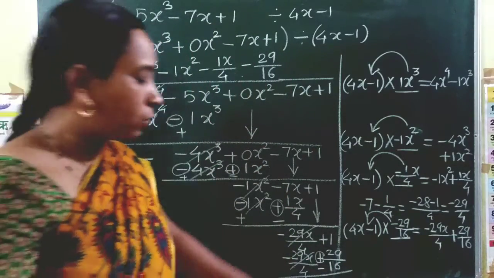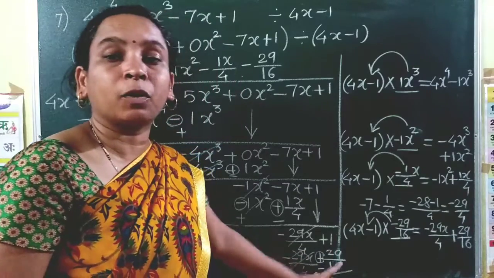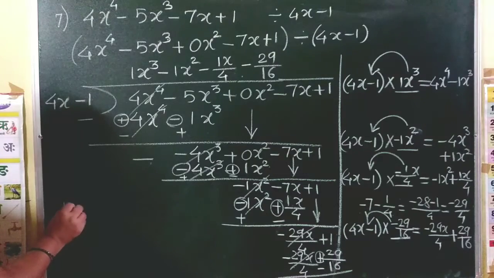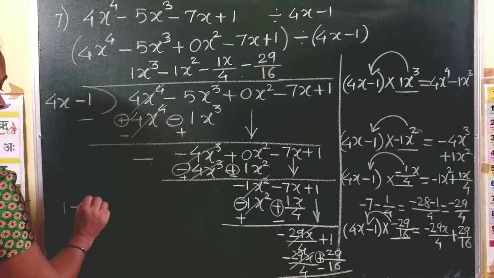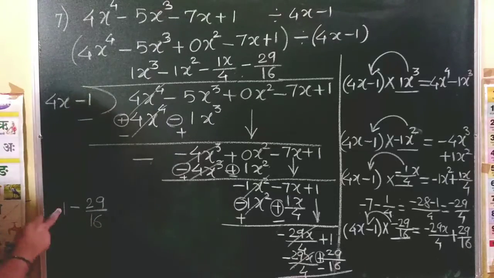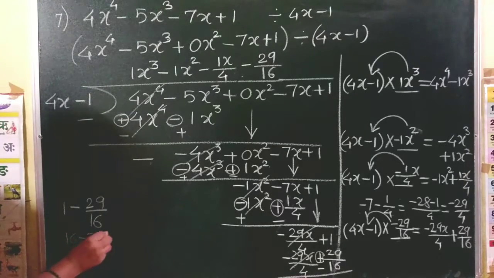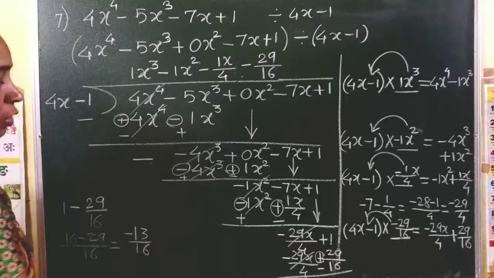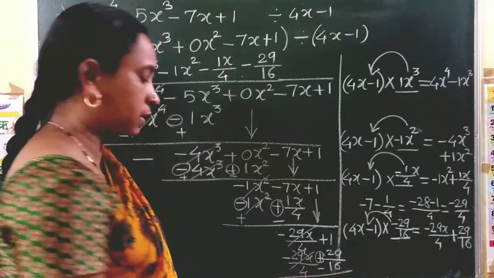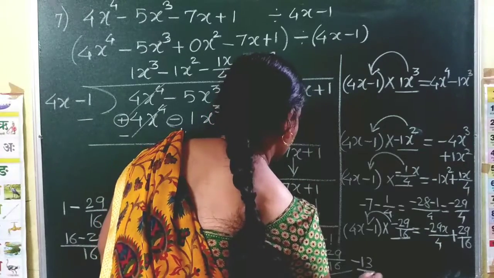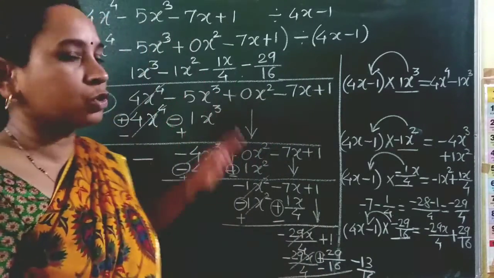Now what we have to do? 1 minus 29 upon 16. Again that explanation I'll do it here. 1 minus 29 upon 16. 16 ones are 16 minus 29 upon 16. That means answer would be negative 13 upon 16. So our remainder for this example is minus 13 upon 16. And this is the quotient.